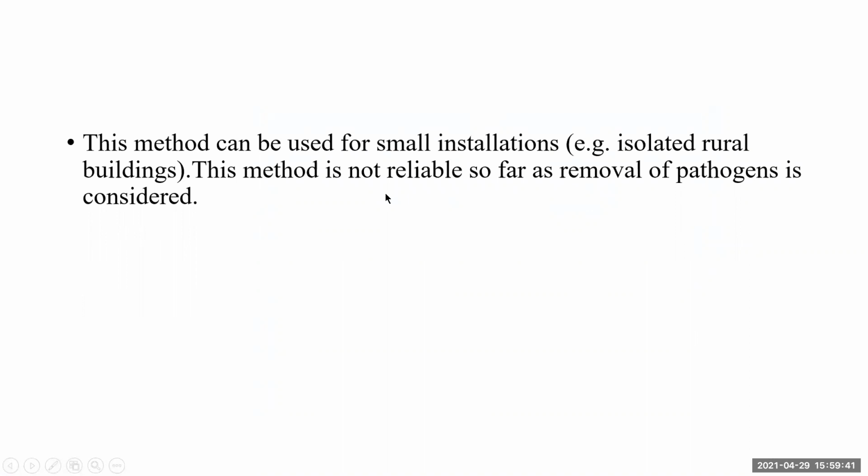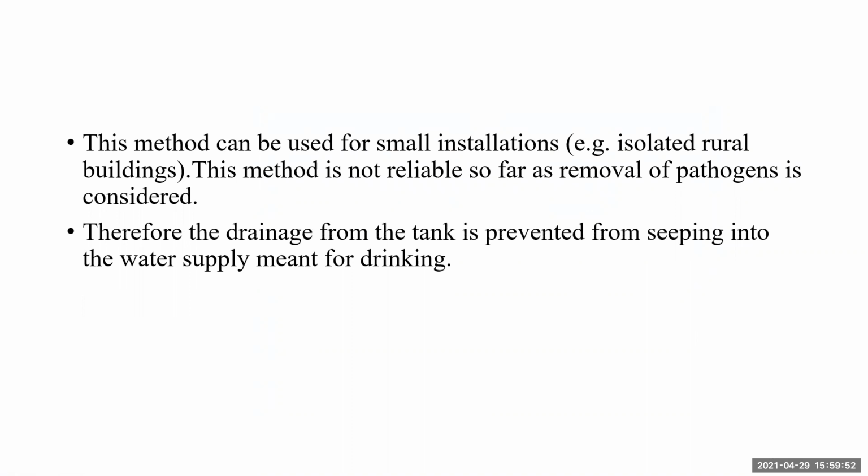This method can be used for small installations, especially isolated rural buildings. This method is not reliable so far as removal of pathogenic bacteria is concerned. Pathogens are not removed by this method. Therefore, there should not be any seepage from the septic tank. The drainage from the septic tank must be prevented from seeping into the water supply meant for drinking. Otherwise, it may cause various diseases.